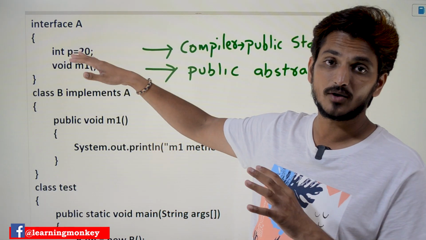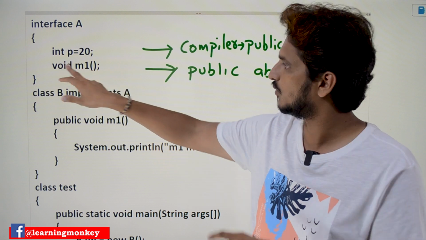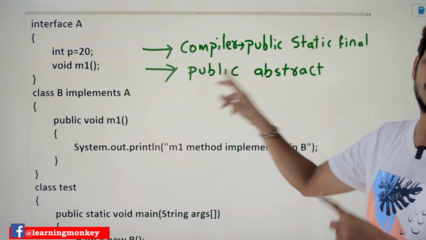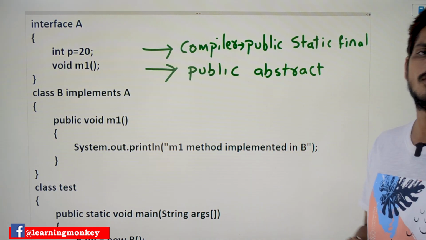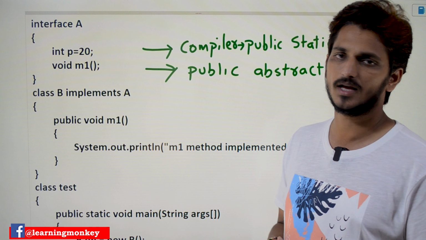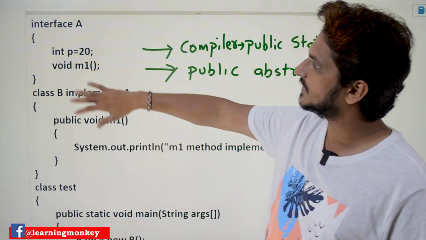And it should contain only abstract methods, void m1(). Automatically the compiler is going to place public abstract before that void m1(). It is an abstract method. So it contains only abstract methods.